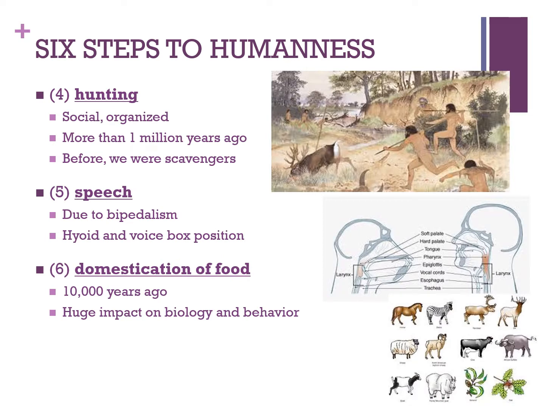Hunting. It's a social aspect and it's organized. It can be dated back to more than 1 million years ago, and before that we were scavengers. And speech. We were able to produce language and speak with each other due to bipedalism, and also the hyoid and voice box position. And the domestication of food, which started about 10,000 years ago, had a huge impact on biology and behavior.